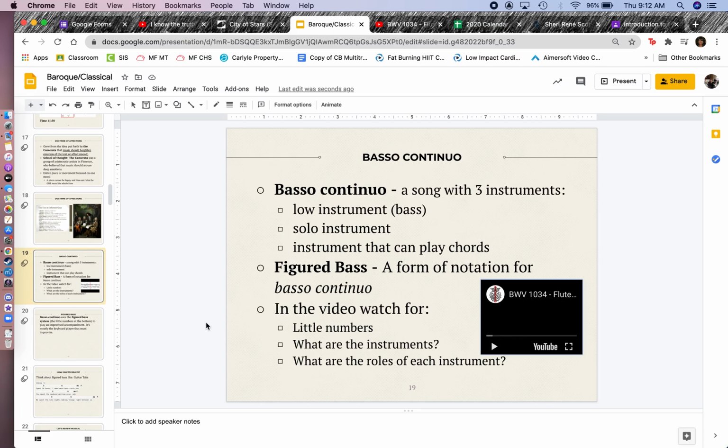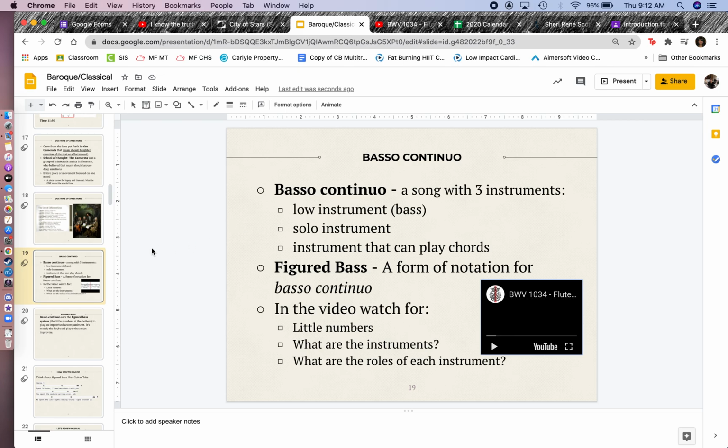Intro to music, let's talk about Basso Continuo. Basso Continuo is a type of song that has three instruments always involved. You need to have some sort of low instrument.